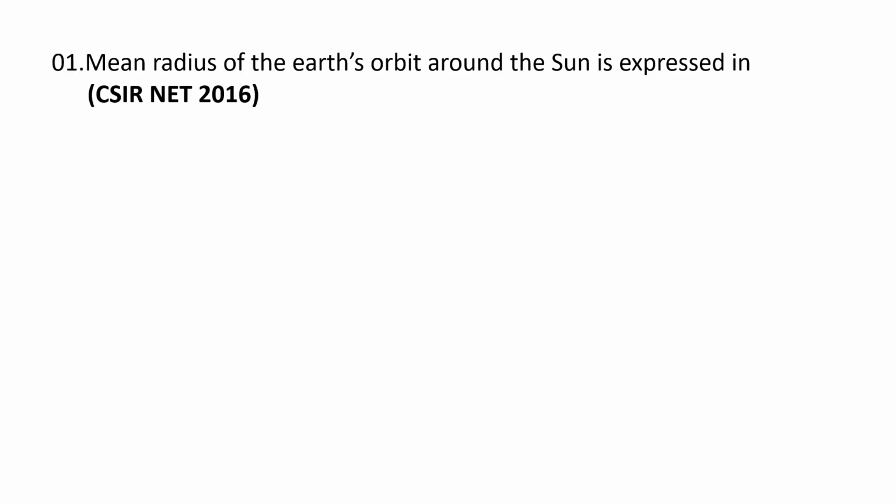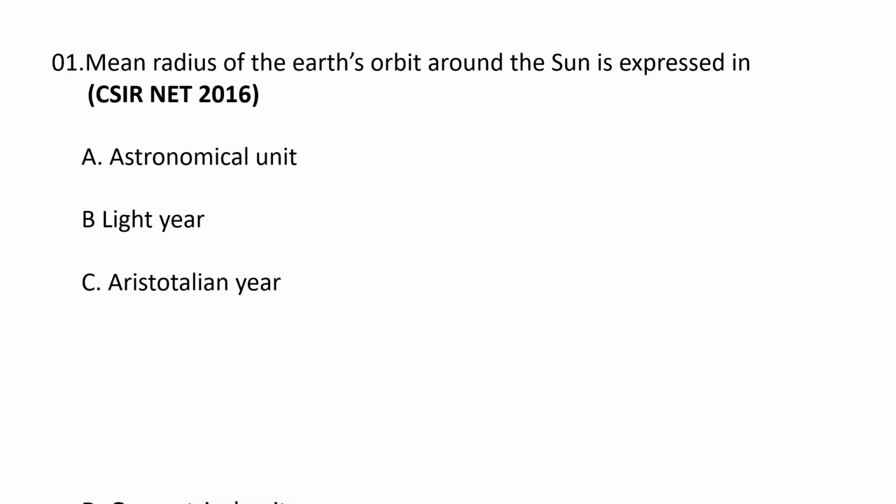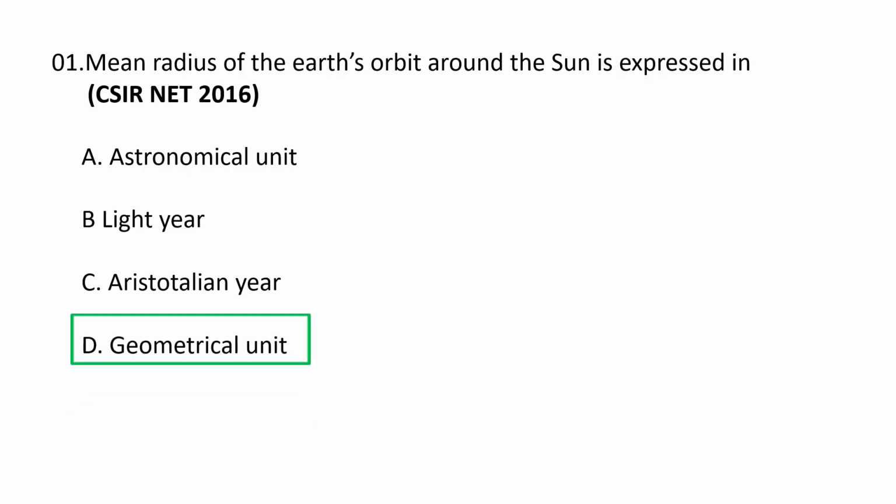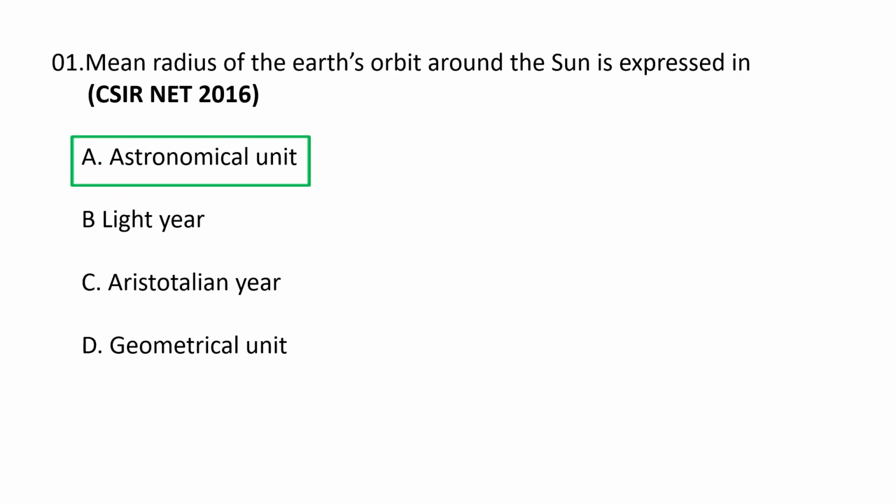Coming to the first question. Mean radius of the Earth's orbit around the Sun is expressed in A. Astronomical unit, B. Light year, C. Aristotelian year, D. Geometrical unit. The correct option goes as A.